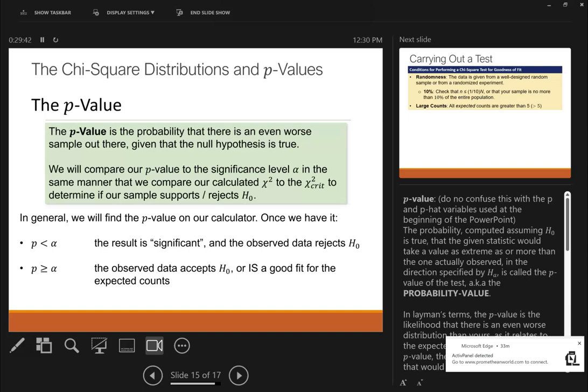Notice that the inequalities are going different directions if you're doing chi-squared critical with chi-squared calculated versus p and alpha, right? For the accept and reject null conditions, the inequalities are reversed. Which should make sense with the picture I drew before, right? A big chi-squared calculated means a small p. A small chi-squared calculated means a big p.